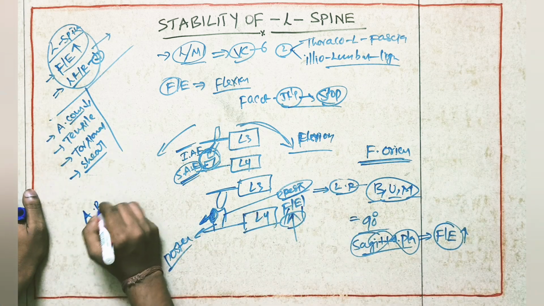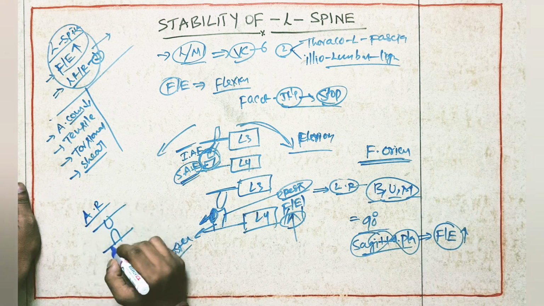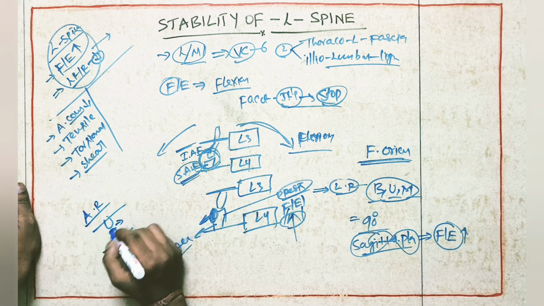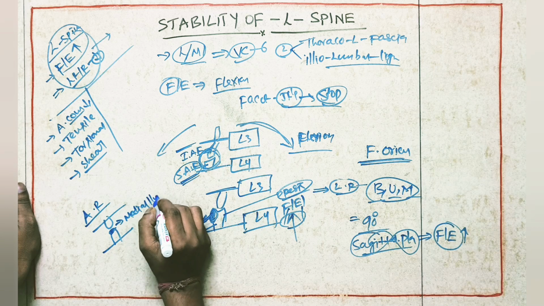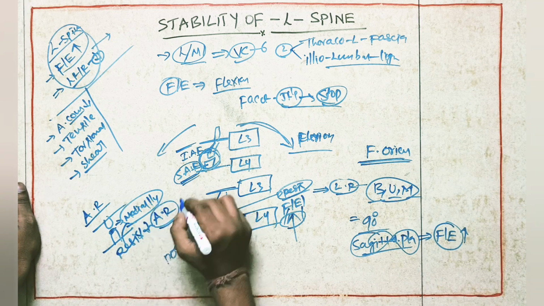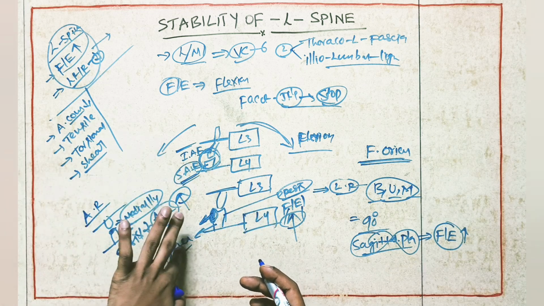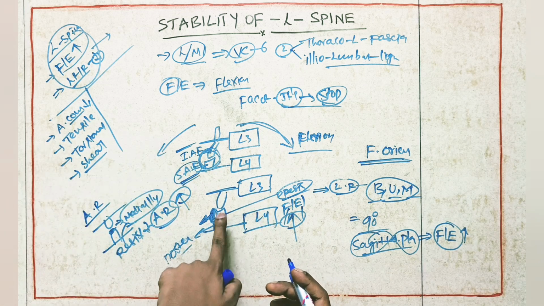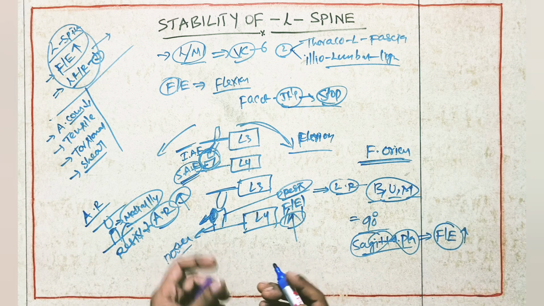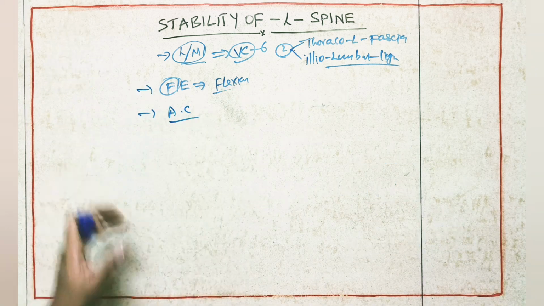Suppose we take axial rotation. Here this is our superior articular facet and inferior articular facet. If the facet is going to face medially more, then the resistance for axial rotation will be more. So if the articular facets are facing medially, they provide resistance for axial rotation. If they face posteriorly, they provide resistance for the flexion and extension of the lumbar spine.